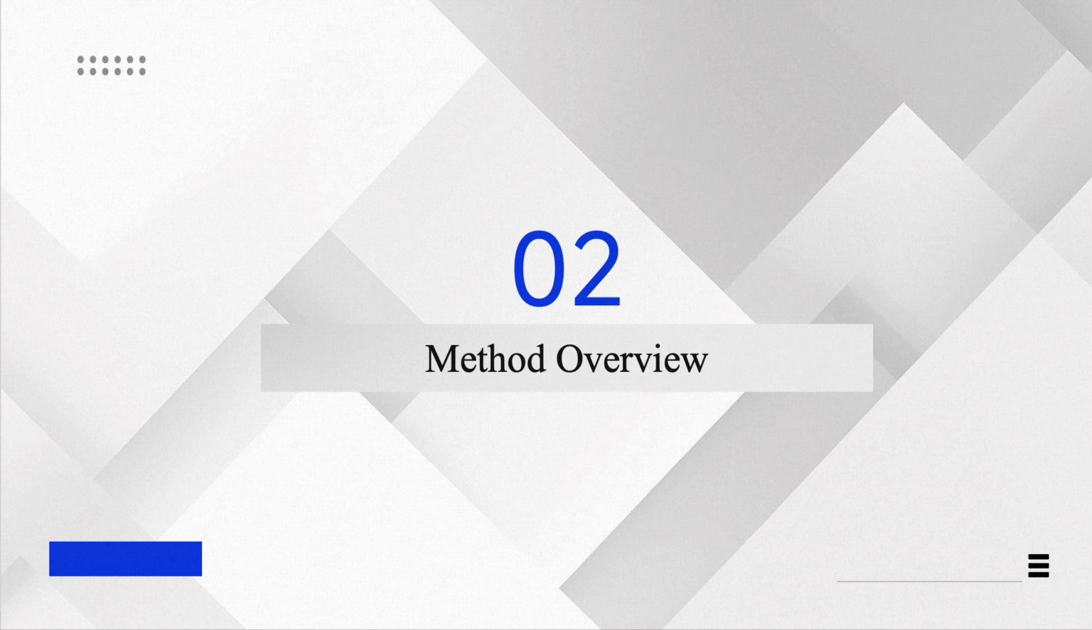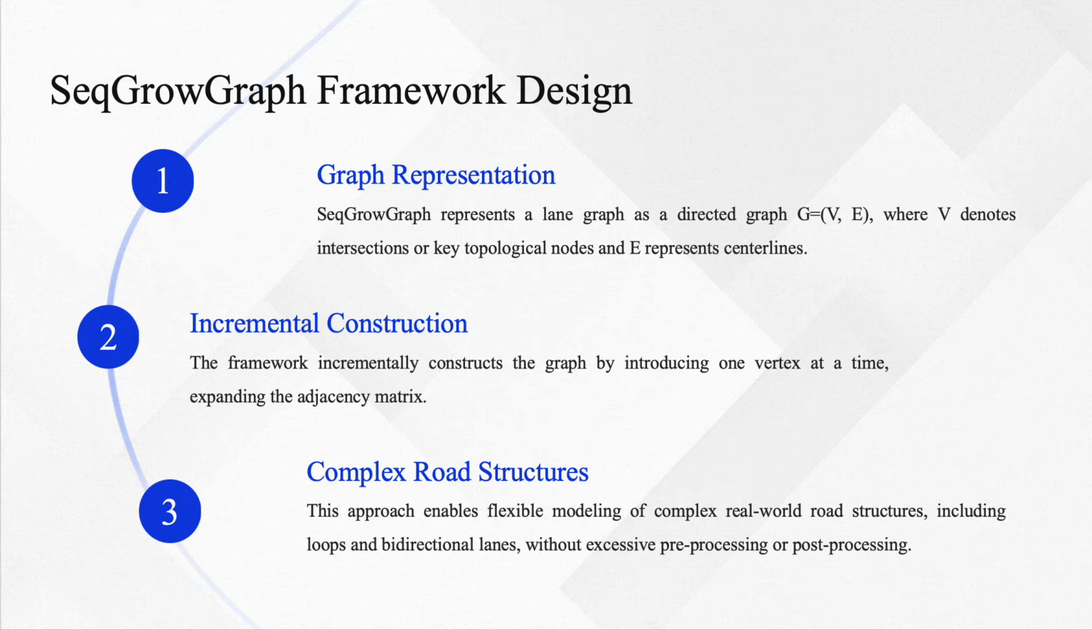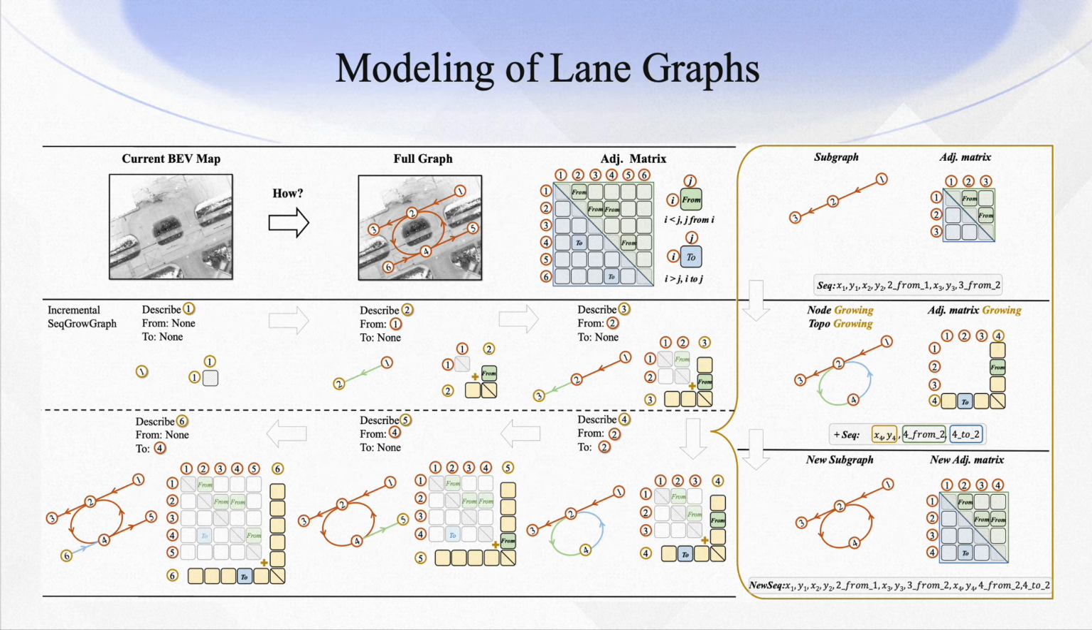Secondly, detailed introduction to our method. Let me briefly introduce our method. The framework incrementally constructs the graph by adding one vertex at a time and expanding the adjacency matrix. As a result, it flexibly models complex real-world road structures, including loops and bidirectional lanes, without requiring extensive pre-processing or post-processing. The core idea of our approach is to construct the lane graph incrementally by introducing one new node at a time and explicitly defining its topological relationships with all previously added nodes.